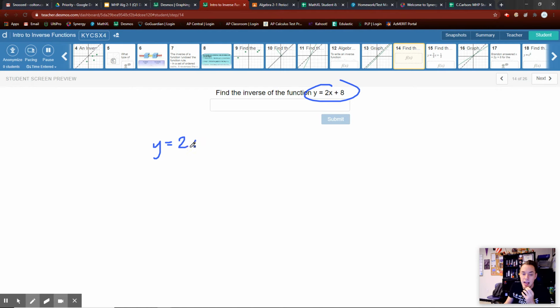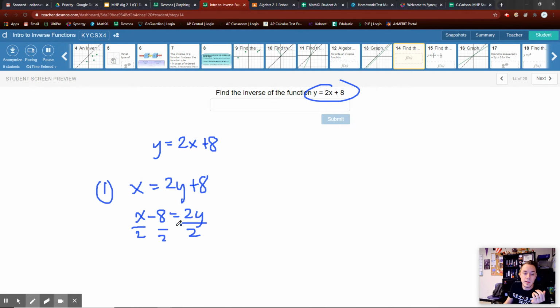Okay, this is my actual function. My first thing is I'm going to switch the y and the x. So x equals 2y plus 8. And now I'm going to solve for y. So that means I'm going to subtract the 8 over, and then I'm going to divide by 2 by everything. So that means I have y equals, because that goes poof.